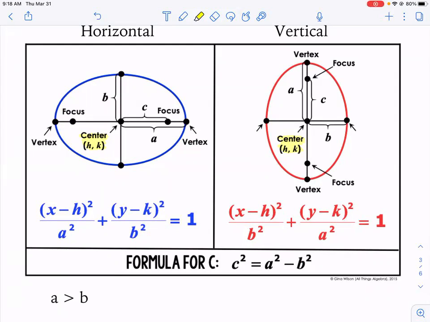a is going to tell us where our vertices are, okay? So we identify a squared, take the square root to get a. From the center, we are going to move a away to get two vertices. So if we have a horizontal ellipse, we'll move a horizontally right and left. If we have a vertical ellipse, we'll move a up and down. b then helps you identify your minor axis. So we're going to use b to go the other direction, and we'll plot these points.